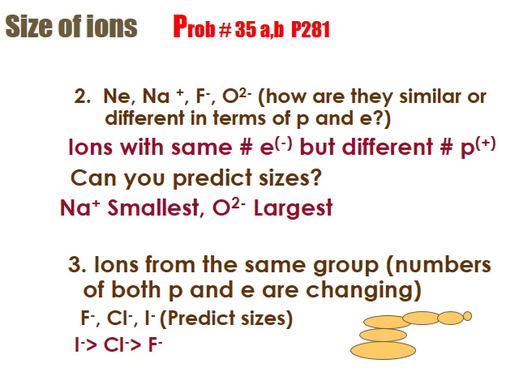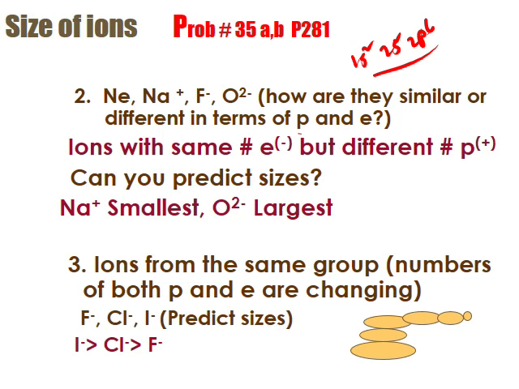Now we're looking at the second type of problems. In this case, we have, for example, neon, sodium plus, F minus, O2 minus. First, we need to find out how they're similar and how they're different in terms of protons and electrons. If you look at the location in the periodic table and count the number of electrons, neon would be 1s2, 2s2, 2p6. So neon has 10 electrons.